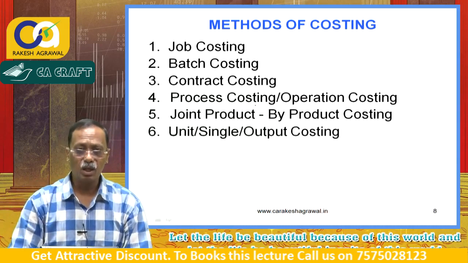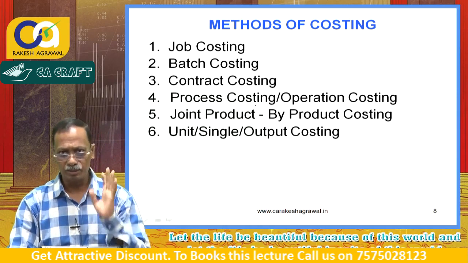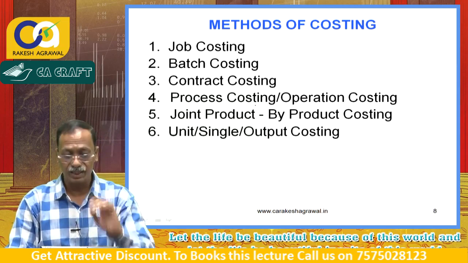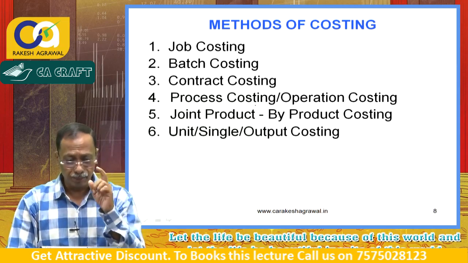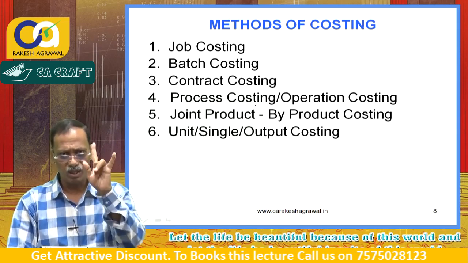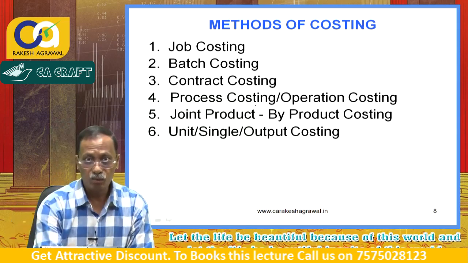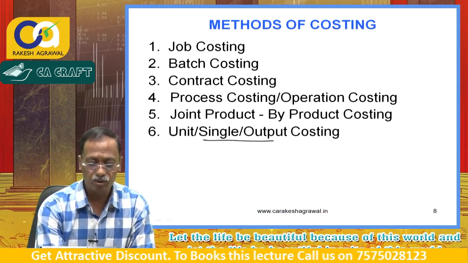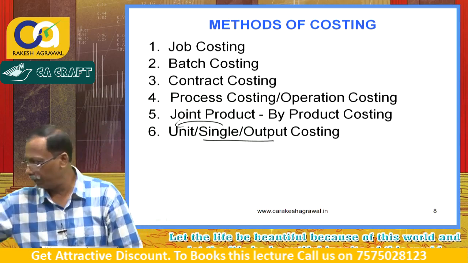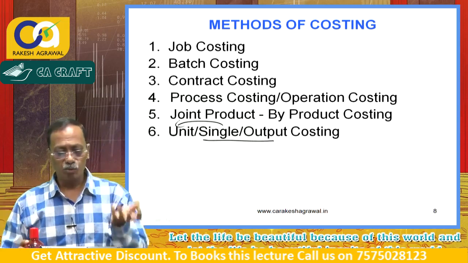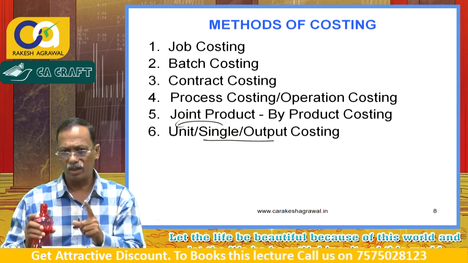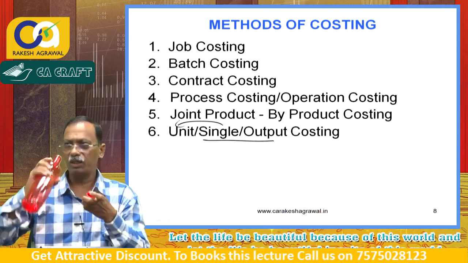Unit, single or output costing. This is the simplest method of costing, and therefore you will never find a question on this method in your CA intermediate. It is the method of costing used in an industry where only a single type of product is manufactured. So where the output is single, it is also called single unit costing. These three words are used in combination. So single output or single unit costing is the method of costing used in an industry where only one homogeneous product is manufactured.